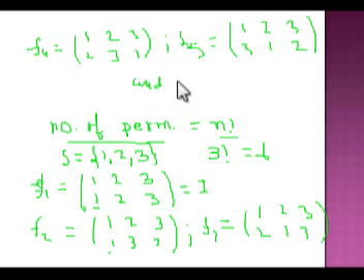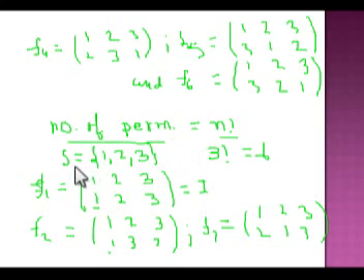And F6, this is the last element, you can form taking 3 elements 1, 2, 3 over 3, 2, 1. So there are 6 permutations you can make through a set of 3 elements. So this is a true rule. If you have n elements, then you can create n factorial permutations.